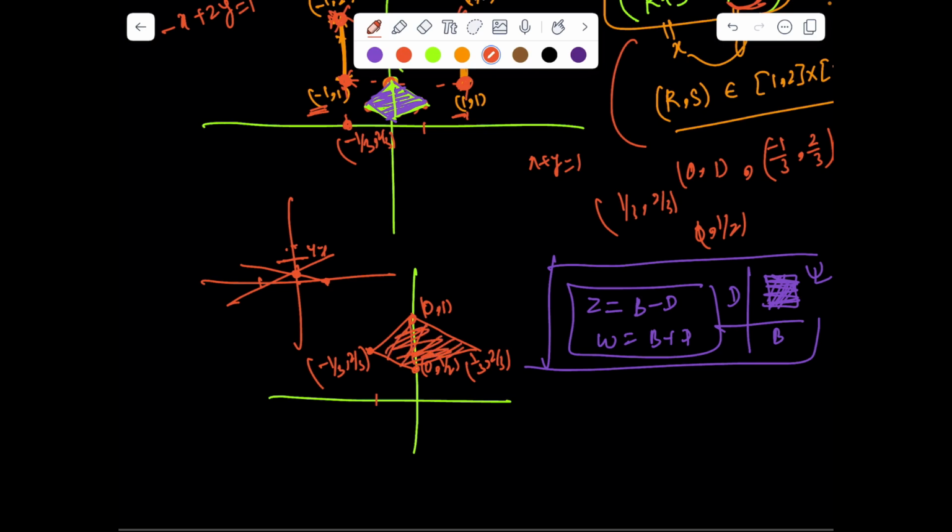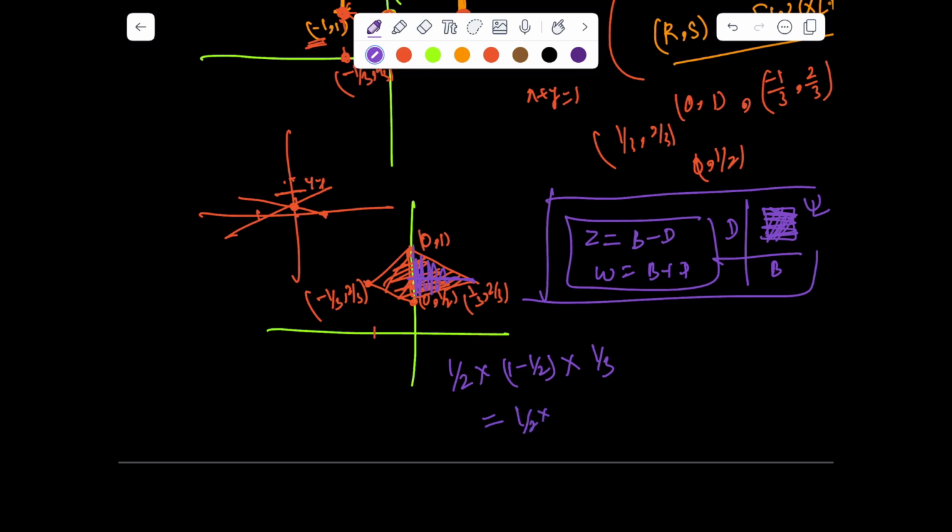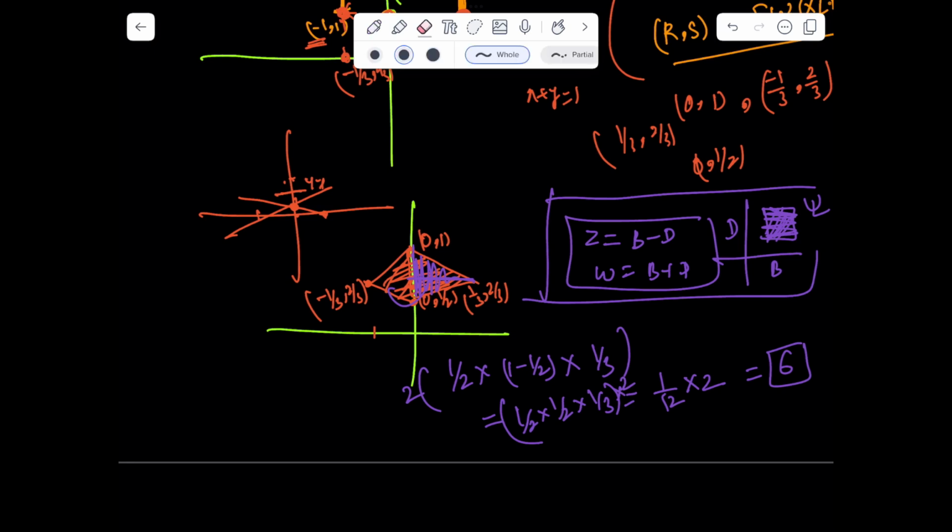So what about the area of this triangle? This region is nothing but the area of the triangle into 2. The area of a triangle is quite easy because it's half into base into height. So half into base, which is 1 minus half, into height, which is nothing but the x coordinate, 1 by 3. That gives half into 1 by 2 into 1 by 3, so it's 1 by 12. And into 2 because we have 2 regions over here, is the total answer for this beautiful problem, which gives the answer as 1 by 6. Hence the final answer for this problem is 1 by 6.